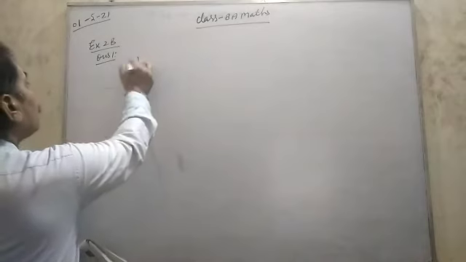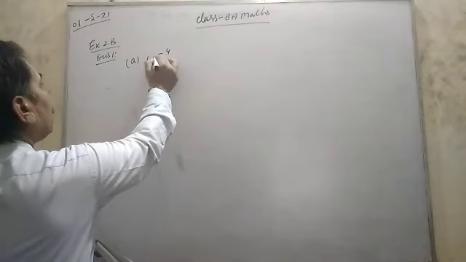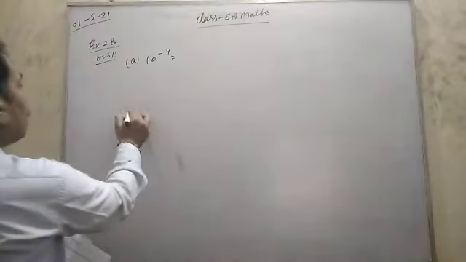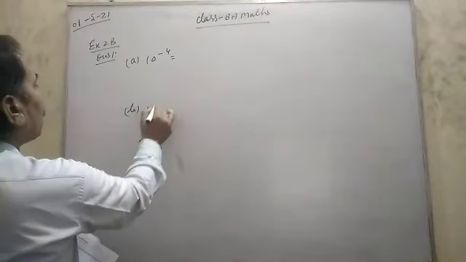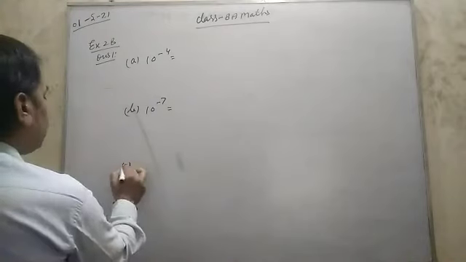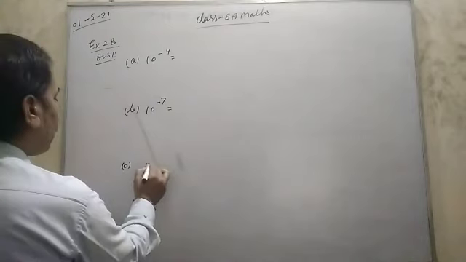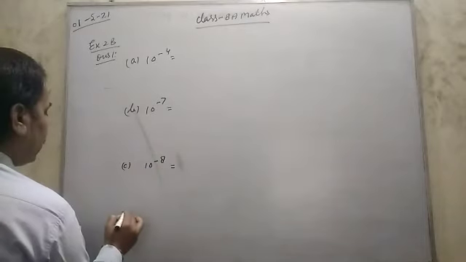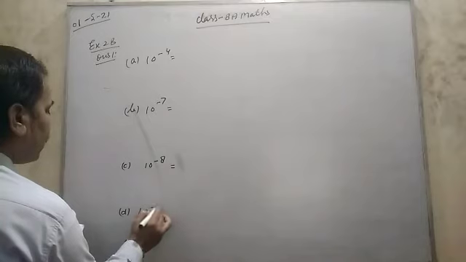Okay. So first question: find each value. A, 10 to the power minus 4. Second one, B, 10 to the power minus 7. C, 10 to the power minus 8. And last, 10 to the power minus 10.